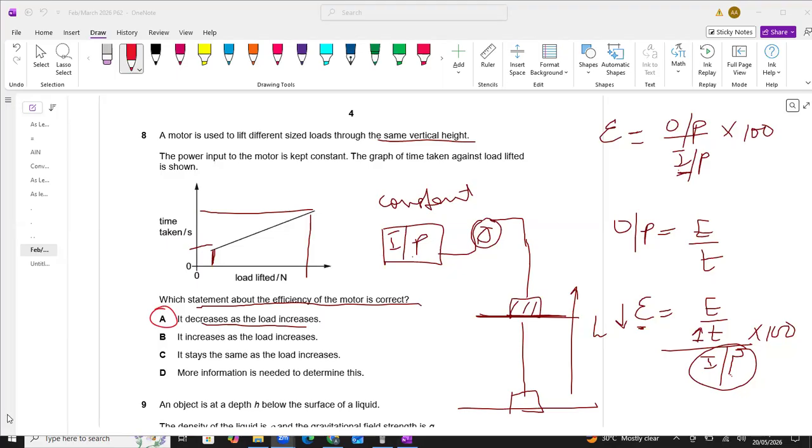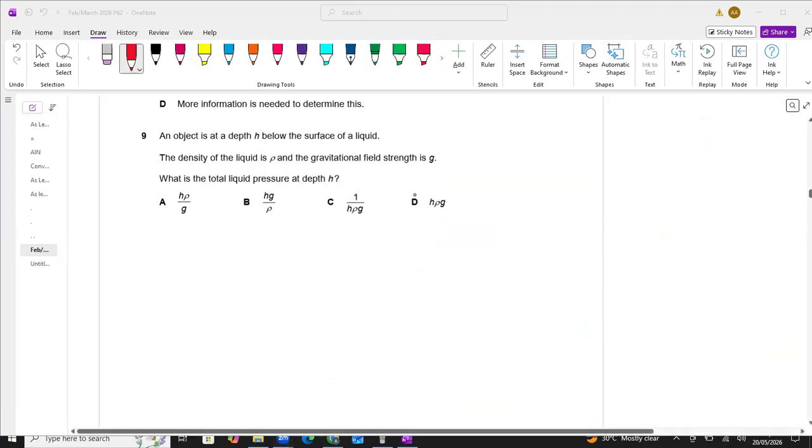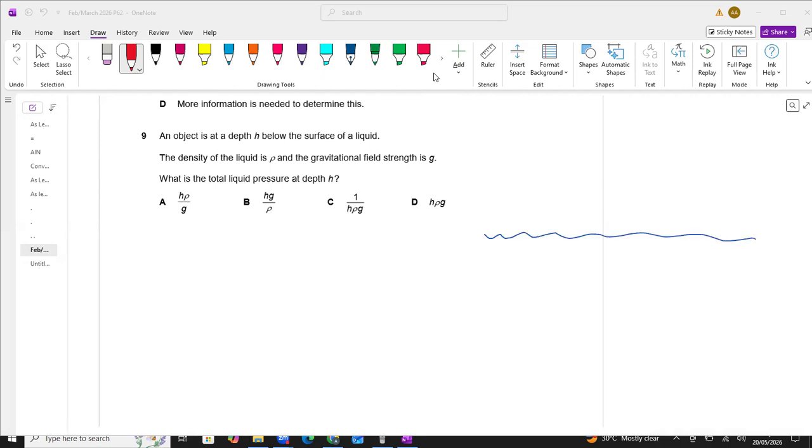All right. So now I'm moving towards the next question. Next question is question number 9. In question number 9, they are saying an object is at a depth h below the surface of a liquid. So now, students, suppose that this is the liquid and this is the object which is placed at a certain depth. And this depth is represented by the letter h. The density of the liquid is represented by the letter rho. Rho is a Greek letter representing the density, and the gravity value is g.